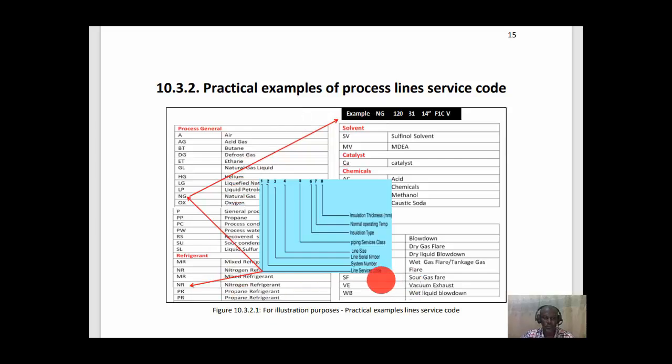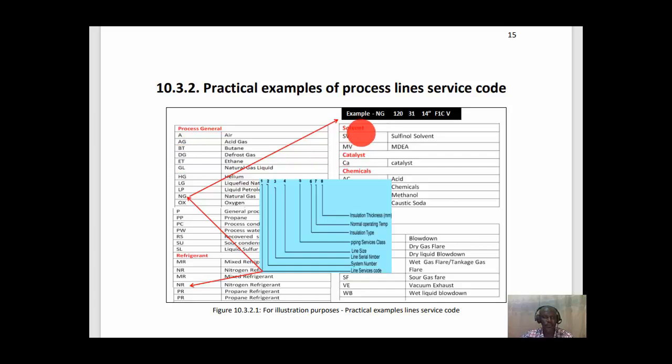Here, for example, like we said before, the number 1 is always the line service code. Here I have my NRO. You can see what we refer to is nitrogen refrigerant. The NG here is also another line service code. It's just the natural gas. If you take a look at this label, NG, which is the line service code, is natural gas, telling us that the fluid across that line is natural gas.